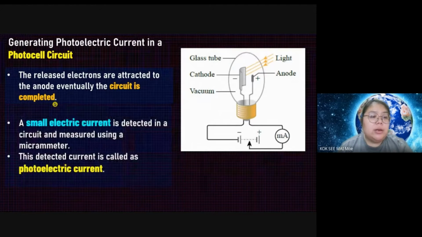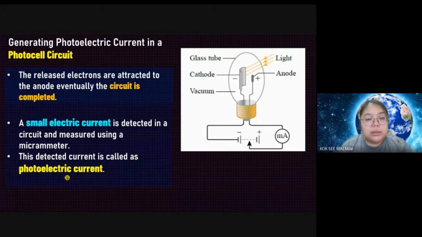If the whole circuit becomes complete, what happens? There is a current. A small electric current is detected in the circuit and measured using a microammeter, because the current is very, very small. So they use only a microammeter. This detected current, what do we call it? We call it the photoelectric current. The name is almost the same, we just add the word photoelectric. We have photoelectron, photoelectric effect, and after that photoelectric current. So this is the process of producing a photoelectric current.